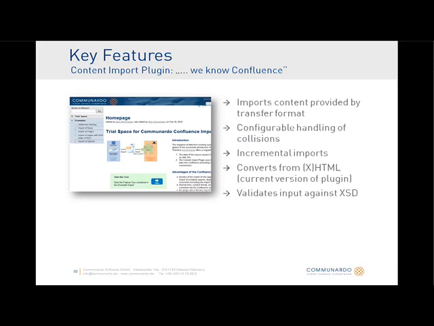So on the import side, we have the content import plugin, and it takes the content described in the XML file and imports it into Confluence, as the name suggests, and it allows for configuration, so that you can decide what to do when, during the import, there's a collision with already existing content, or there is some invalid character in the title and stuff like that.